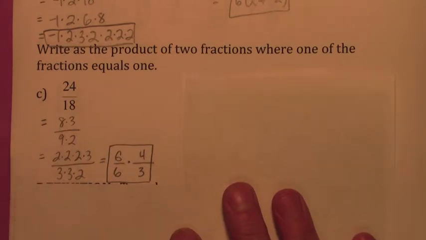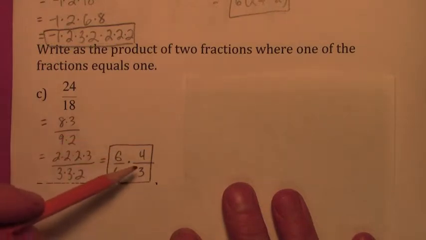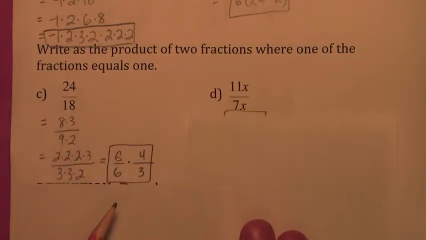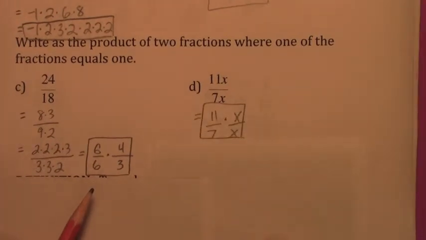So this is what you were doing last problem set. What we're going to do now is just one more step. We're going to say, since 6 over 6 equals 1, take it away, and the answer is going to be 4/3. That's how we're going to do it. This one, if you wanted to write this as the product of two fractions, you factor it, and it looks like the x's are the only common factor, right? So that's how you would do it.